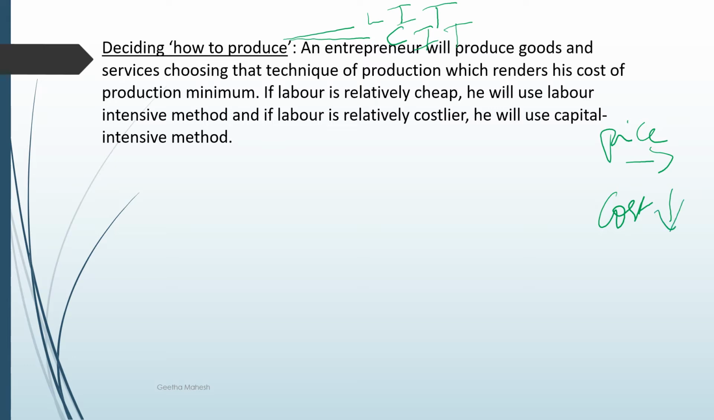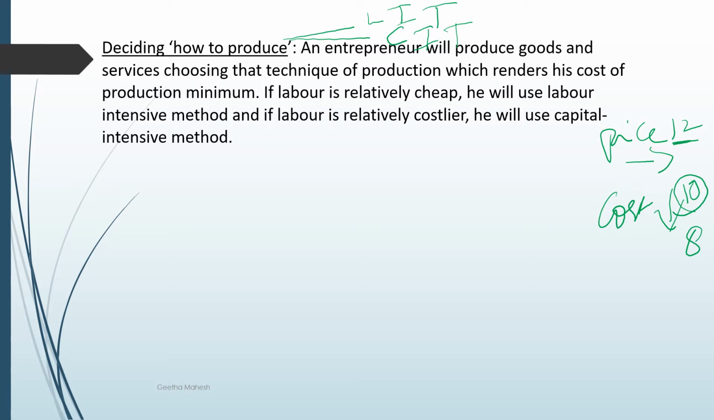See, let us take a cost of production is 10 rupees and price is 12 rupees. Now keeping price constant, if you are able to reduce cost from 10 rupees to 8 rupees, your profit will increase from 2 rupees to 4 rupees. So the other way to increase your profit is reducing the cost of production.